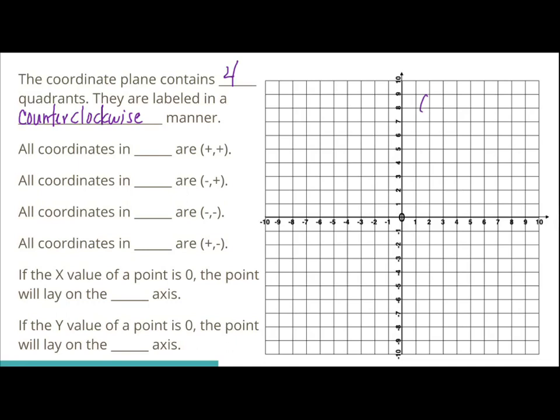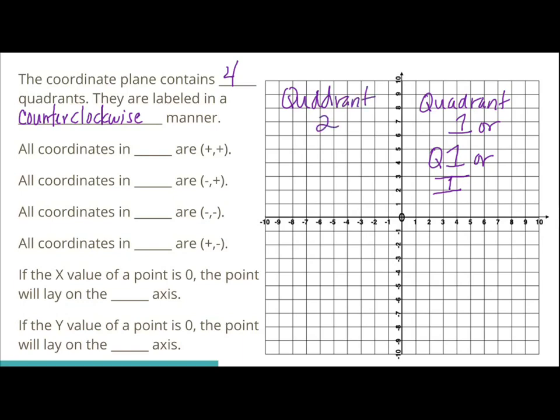So this is what we would call quadrant 1. This is what you worked with in elementary school. Sometimes you'll see it represented as Q1. Sometimes you'll see it represented with the Roman numeral 1. So these are all ways that you can write quadrant 1. Well, then I'm going to move counterclockwise and I'm going to come to what is quadrant 2.